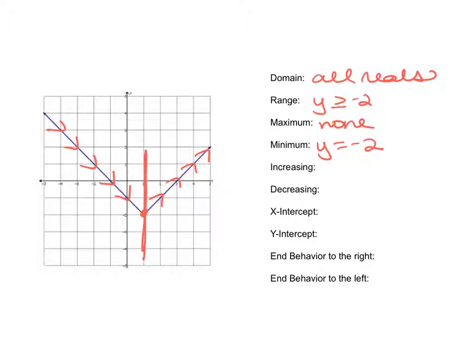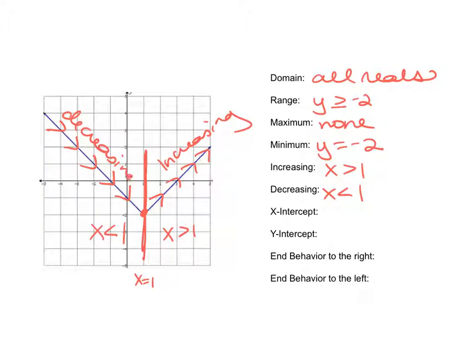All right, here is where x equals 1. So this is the side where x is greater than 1. This is the side where x is less than 1. So this graph is increasing when x is greater than 1, but it is decreasing when x is less than 1. Okay, because this is increasing, and this is decreasing. Okay, so it's decreasing when x is less than 1, increasing when x is greater than 1.